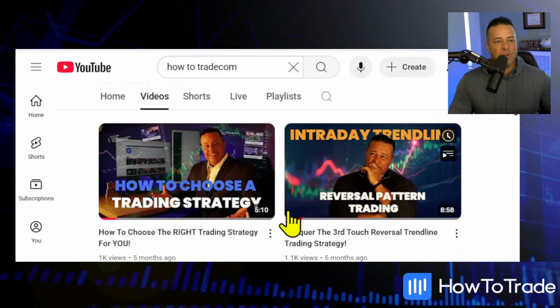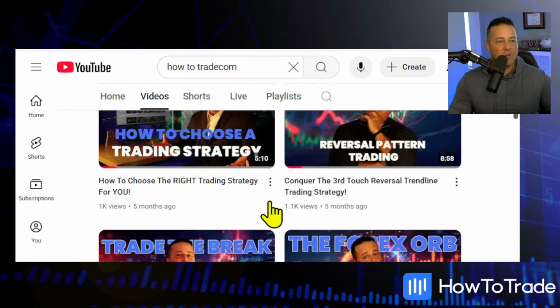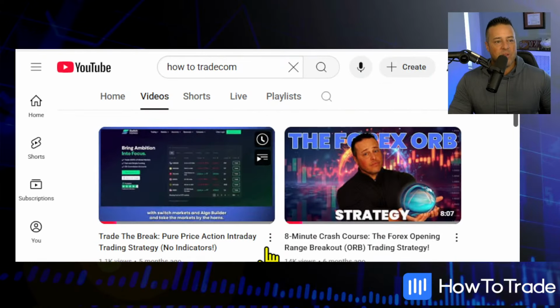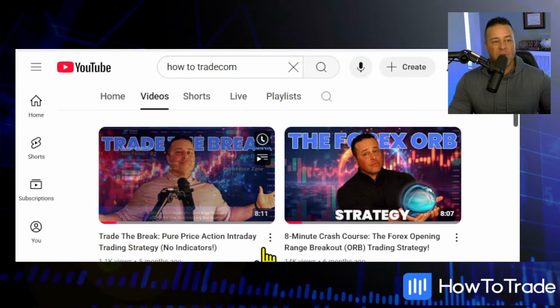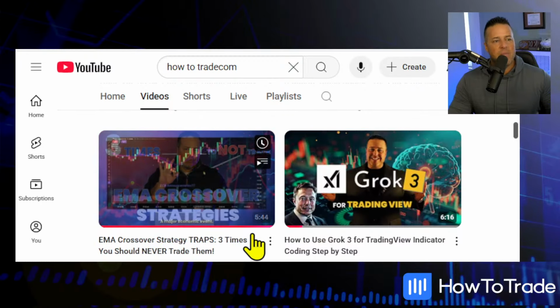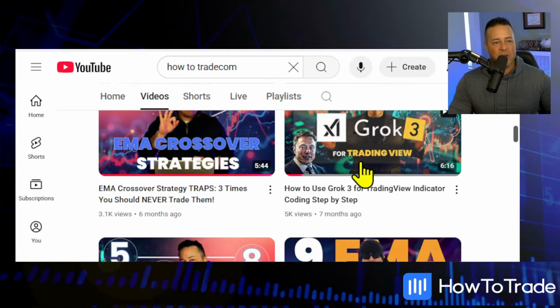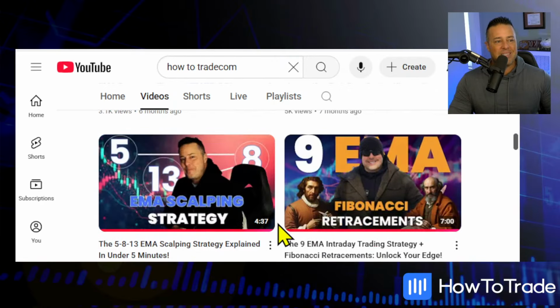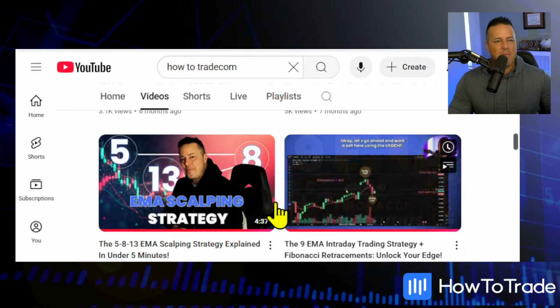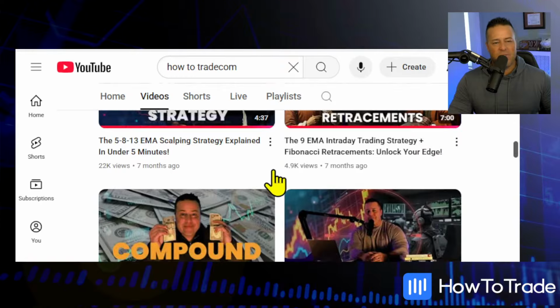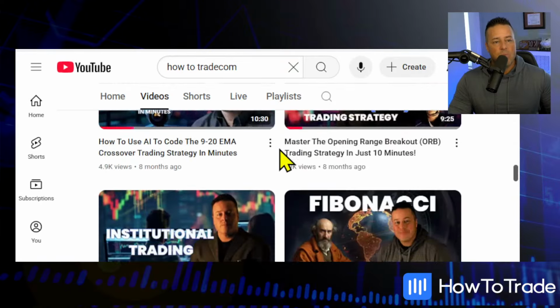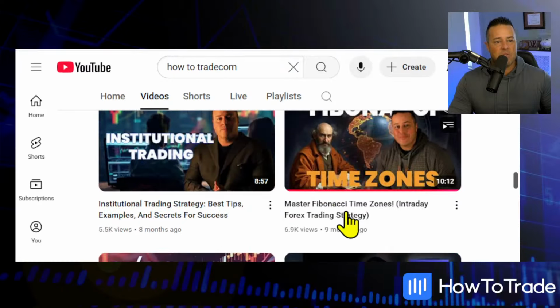Intraday trendline reversals. Not hardly anybody watched that one, and that's okay. That's cool. Trade the break was another good price action strategy. The Forex ORB, people love the Forex ORB. EMA crossover strategies, when not to trade them. Grok 3 for TradingView. EMA scalping strategies, 22,000. That was a pretty good one. A lot of folks really love that 5, 8, 13 scalping. 9 EMA Fibonacci retracements. That's always fun. Fibonacci retracements are my go-to. But what we're talking about today is Fibonacci time zones, and it's right there.